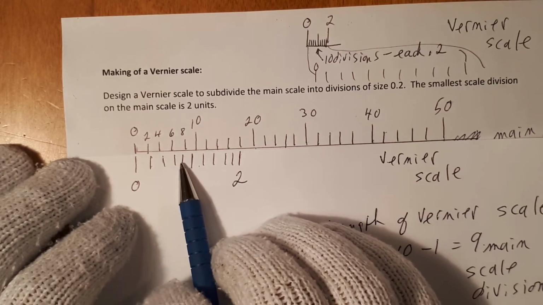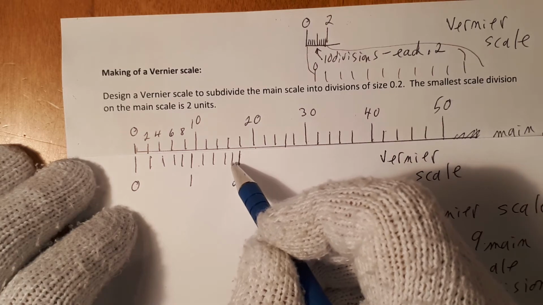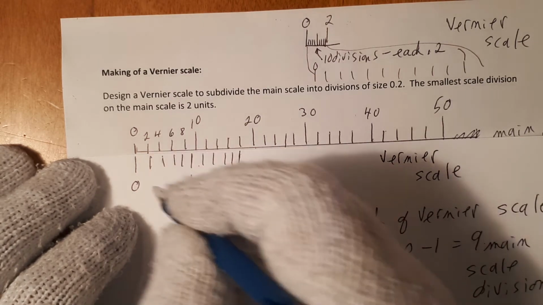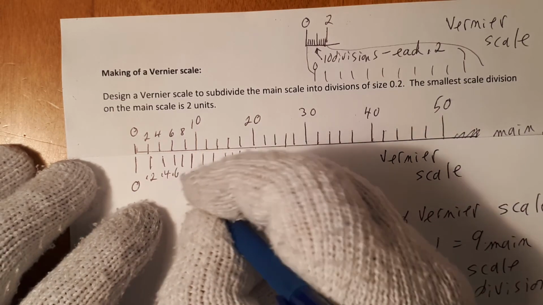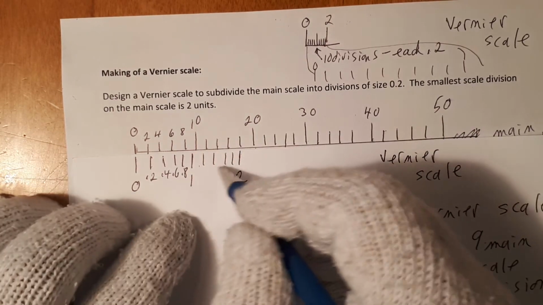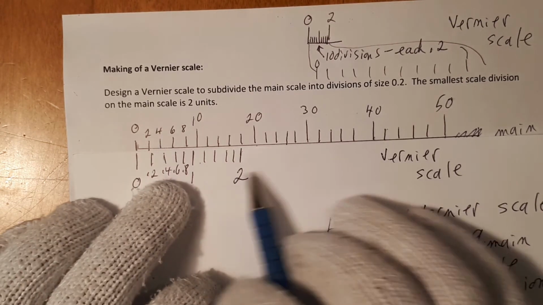Now dividing this evenly in 10 even spaces, 0.2, 0.4, 0.6, 0.8, 1, 1.2, 1.4, 1.6, 1.8, 2. 2 divisions. So each one of these now is 0.2. 1, 1.2, 1.4. And this is now my vernier scale.